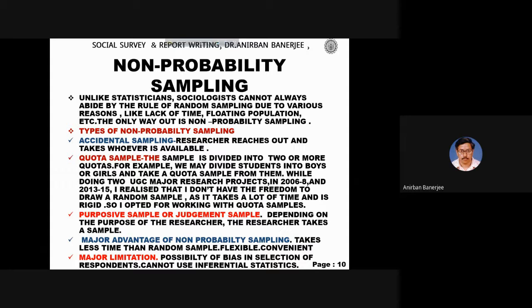Major advantage of non-probability sample is that it takes less time than a random sample. It is flexible, it is convenient, and also economical. But there's a major limitation. The possibility of bias in selection of respondents cannot be ruled out. And also, we cannot use inferential statistics like chi-square, t-test, u-test, etc.